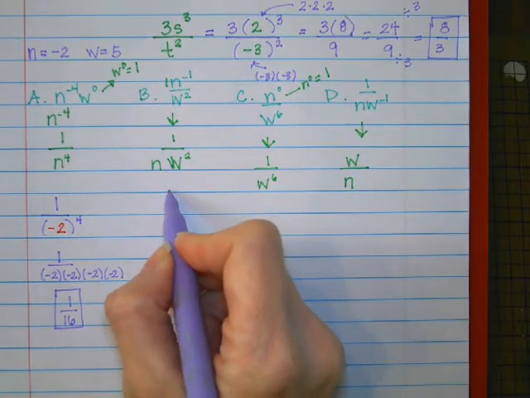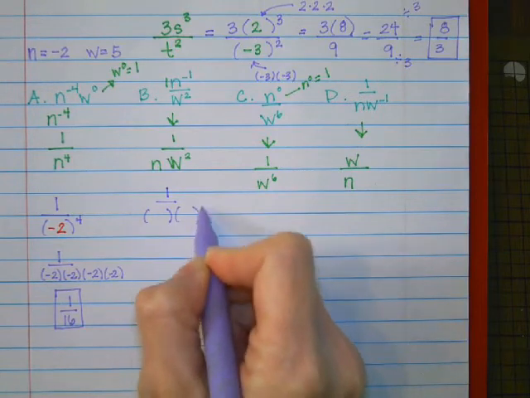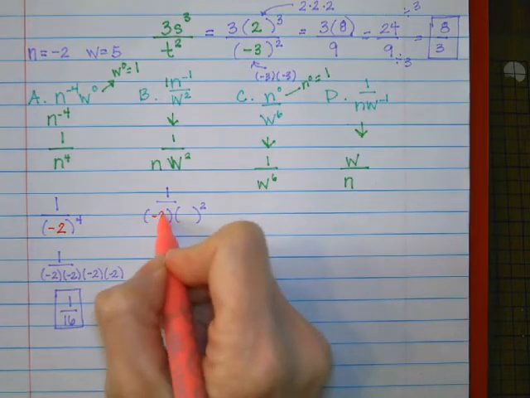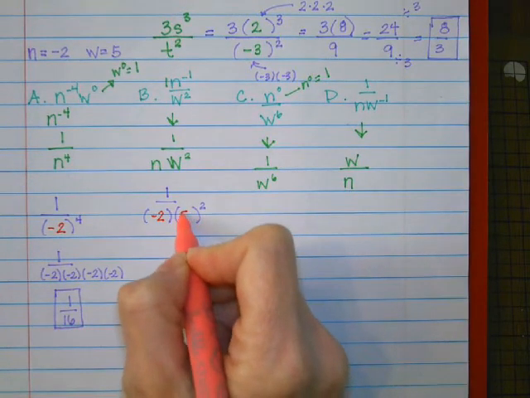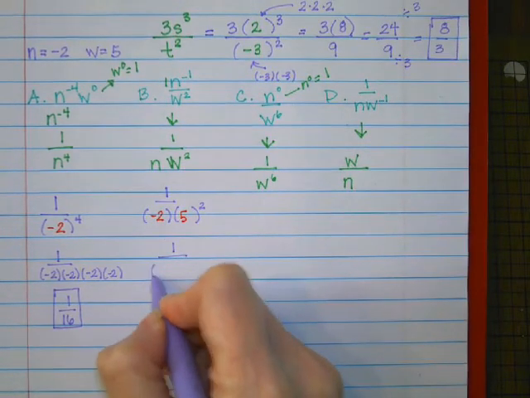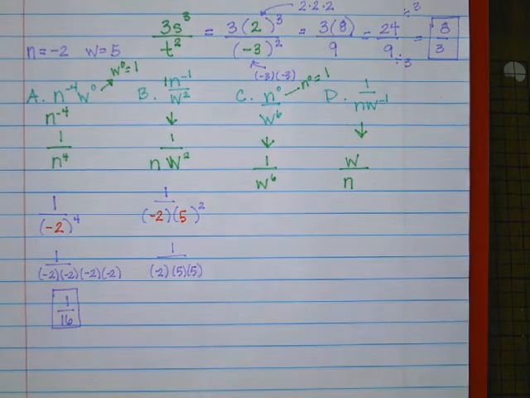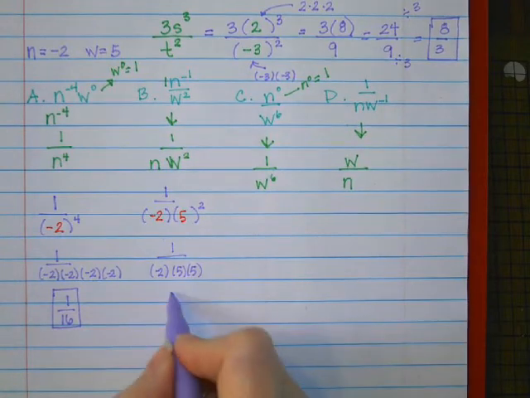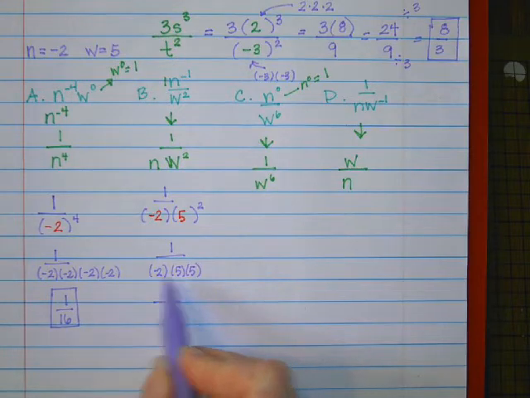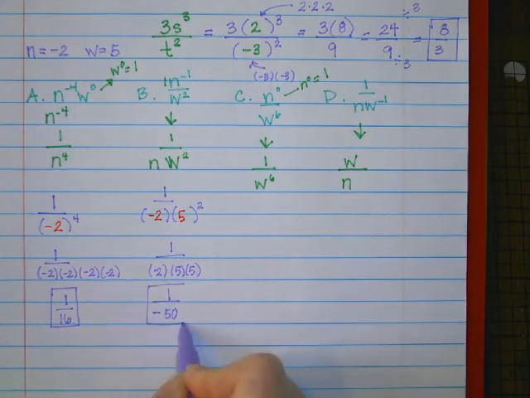All right, so we're going to move to this one. So now we've got 1 over whatever our n value is times our w value squared. So we're going to go ahead and substitute our values. n is -2, and w is 5. All right, so what this means literally is 1 over -2 times 5 times 5. That's what that's asking of us. So we do this, we've got 5 times 5, which we know is 25. 25 times -2 is -50. So this would be our final answer, 1 over -50.